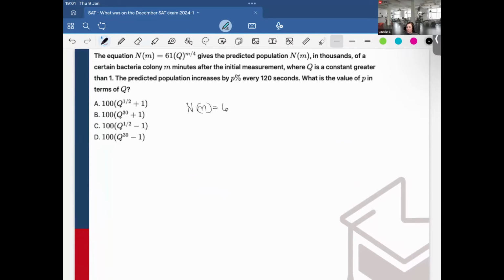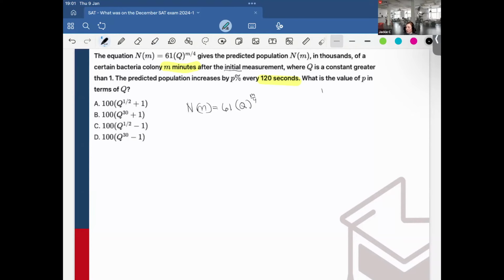Oh, the equation N(m) is equal to 61 multiplied by Q to the m over 4 gives the predicted population, N(m), in thousands of a certain bacteria colony, m minutes after the initial measurement, where Q is a constant greater than 1. Okay. The predicted population increases by P% every 120 seconds. What is the value of P in terms of Q?